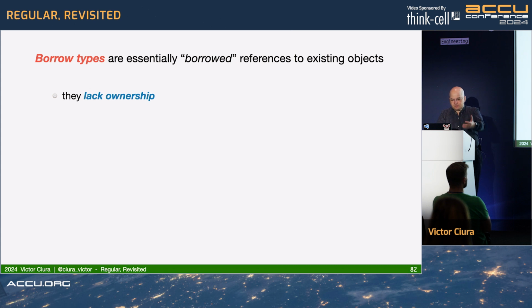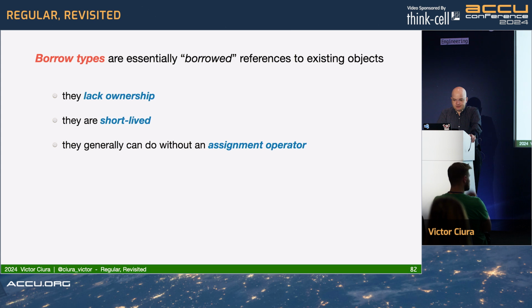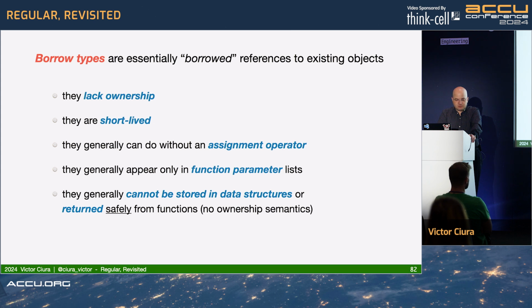So what does it do? It definitely lacks any kind of ownership over the thing that you're constructing from. They generally tend to be short-lived. They generally can do without an assignment operator, and people rarely do assignments with it. They generally appear only in function parameter lists. Generally, you can't safely use them in data structures or return them. So there are real gotchas, and linters and stuff will scream at you if you do these kinds of things. So generally, function arguments, short-lived things where you do some processing.